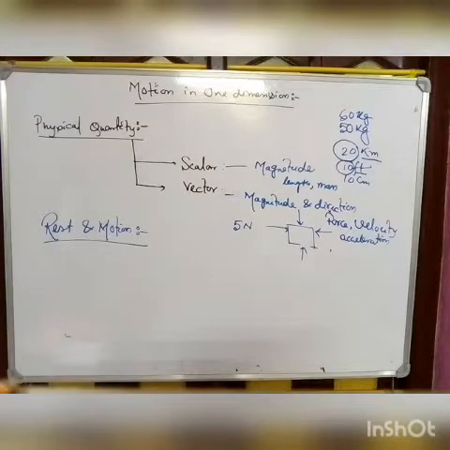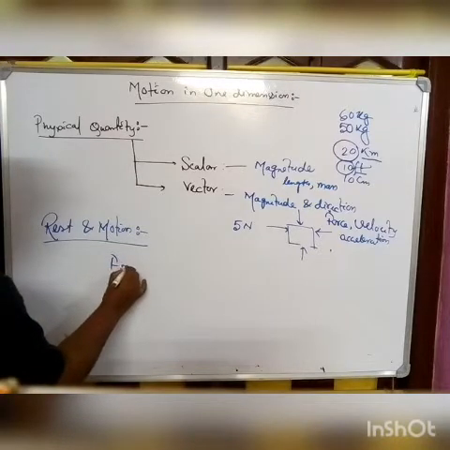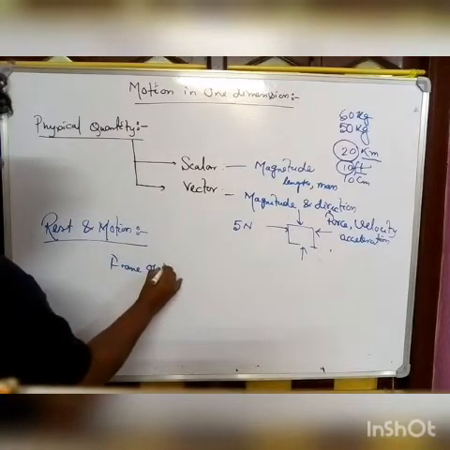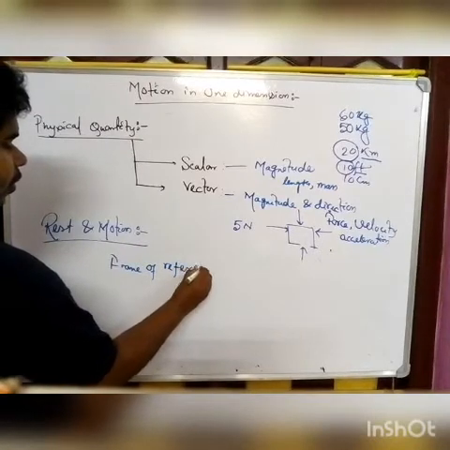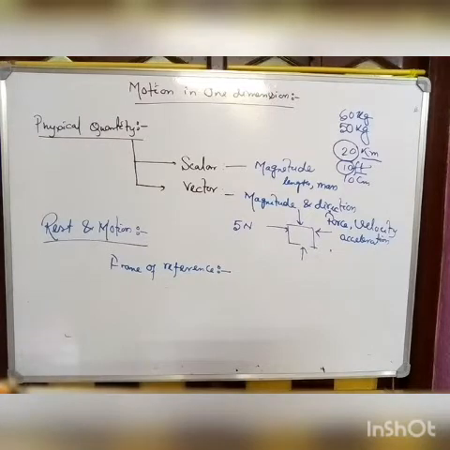Okay, next, the references with respect to which we say a body is in rest or in motion are known as frame of reference. What is frame of reference? Frames of reference are the objects with respect to which we represent the rest or motion of a body. That object, or that combination of objects, is called frame of reference.